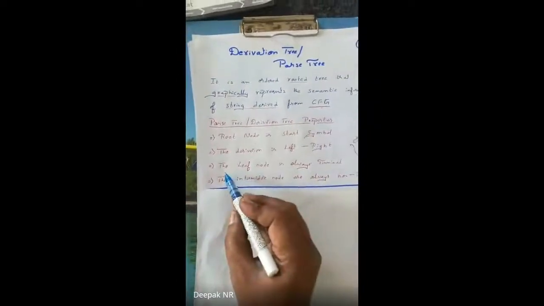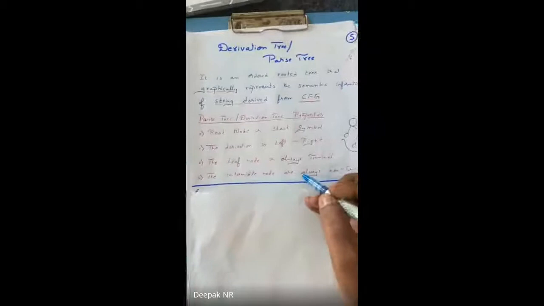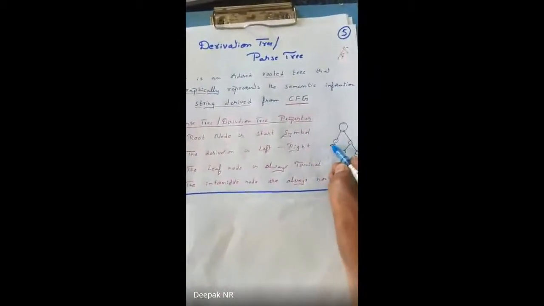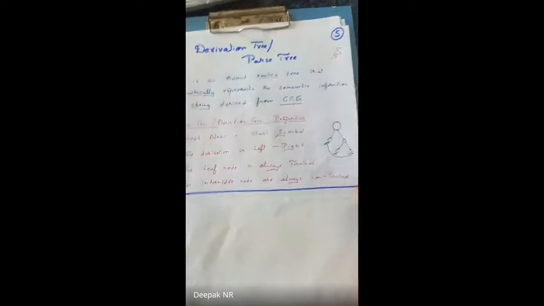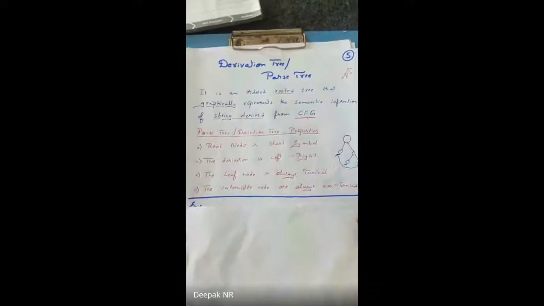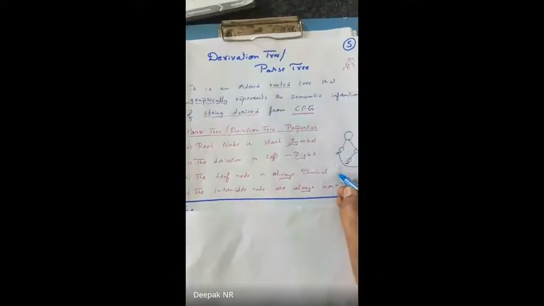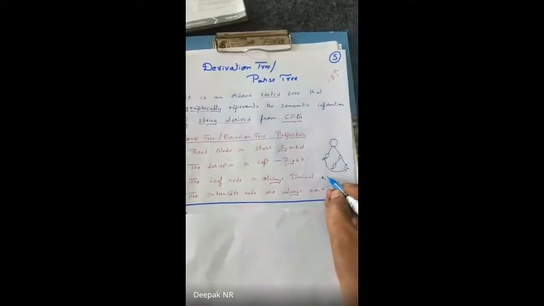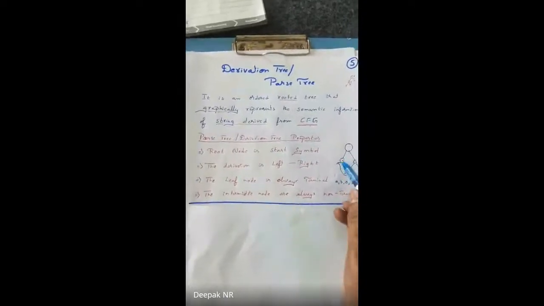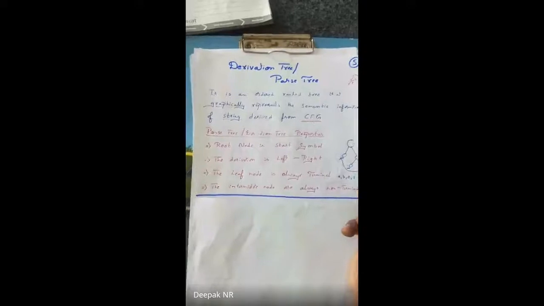The third point is that the leaf node is always a terminal. What do you mean by leaf node? The last nodes are called leaf nodes. These leaf nodes will be terminals. What are terminals? Symbols like a, b, 0, 1. So the leaf nodes will be terminals.